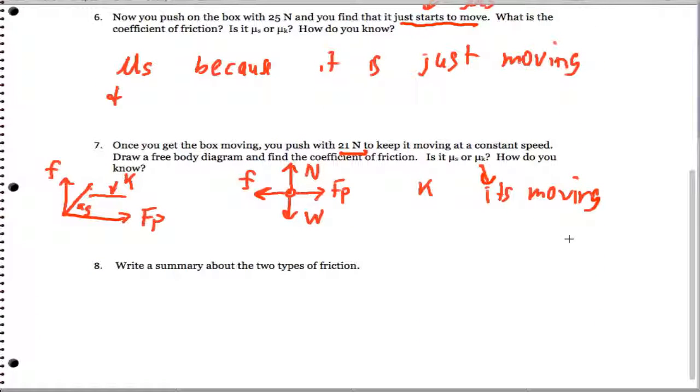So what I'd like you to do is write up a summary of these two types of friction, and we're going to go ahead and share those out in class and wrap up this homework.